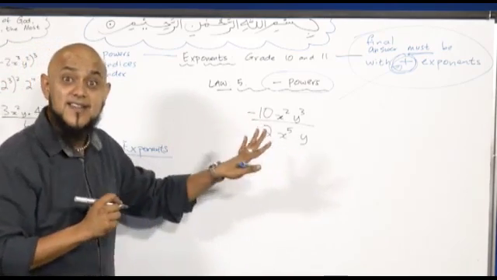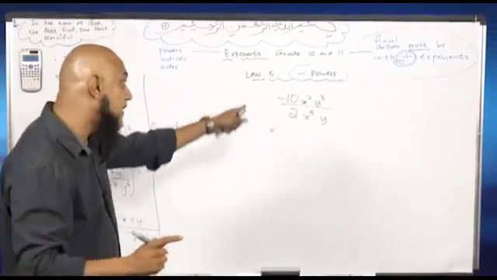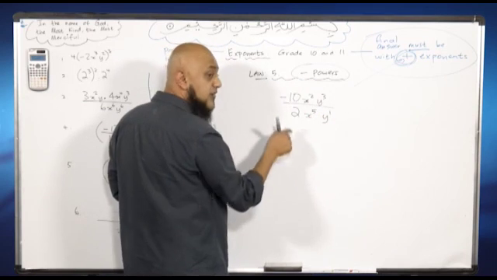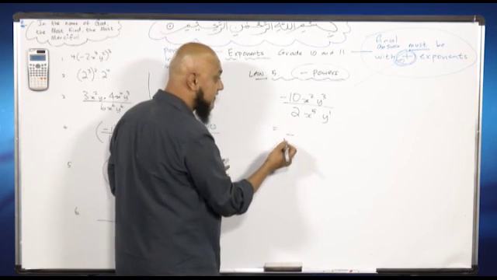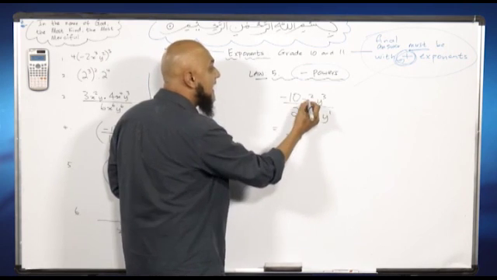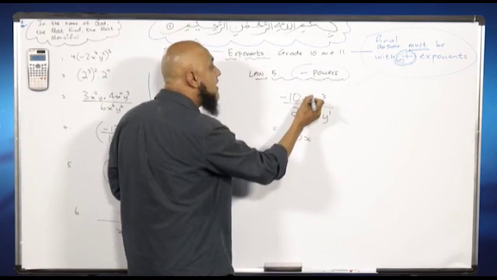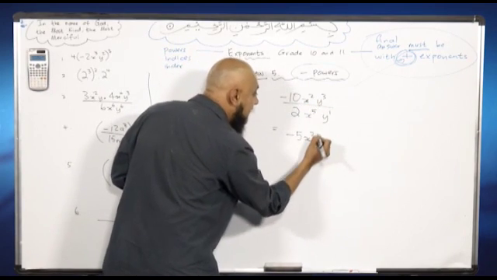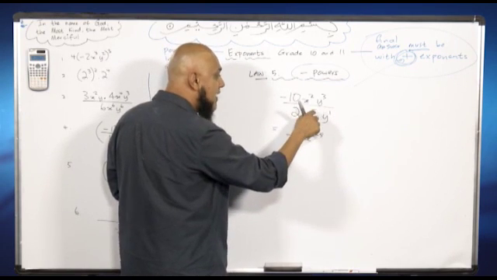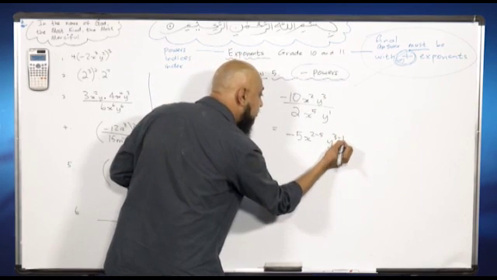As it stands, there are no negative powers, but we need to simplify. Watch what happens. Negative divided by a positive is a negative. 10 divided by 2 is 5. X to the power 2 over x to the 5 is x to the power 2 minus 5. Remember, when we're dividing, we subtract the powers. So 2 minus 5. Y to the power 3 minus 1.